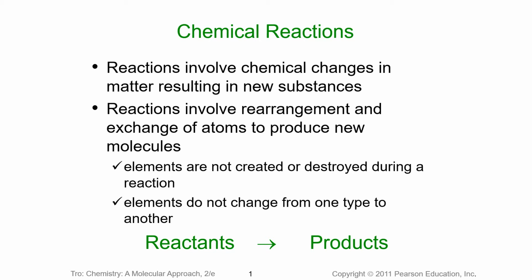Remember that we cannot create or destroy elements, so the elements that we start with on our reactant, or the left side of our chemical reaction, are going to be the same elements that are on the right side. We are changing the bonds and the connections between those elements. So on the left side are what we call reactants. We show an arrow to represent the chemical change that has happened, and then on the right side there are products.